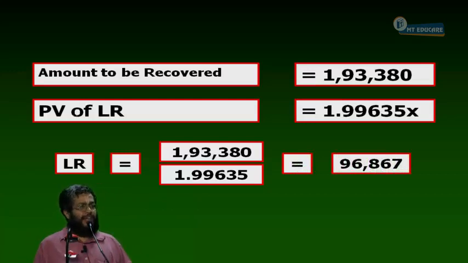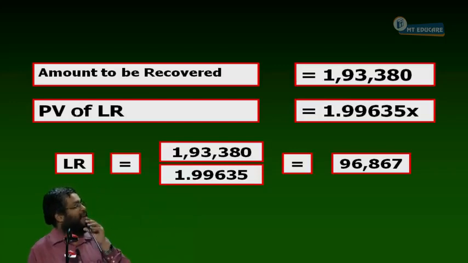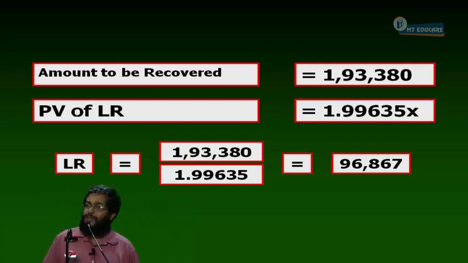Just to have clarity, tell me, this 96,867 is a before-tax or after-tax rental? Before tax. You give me this number before tax. After paying tax, the balance lease rental recovers the full amount as well as the 8% after-tax return. Right or not? Yes or no? Should I repeat?